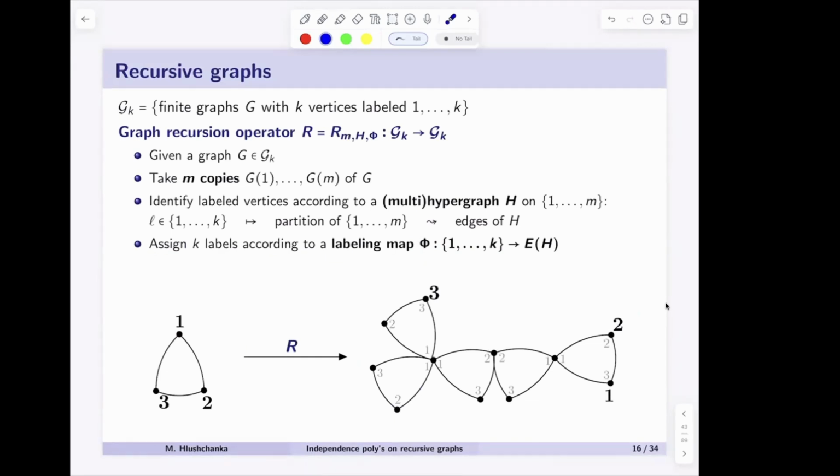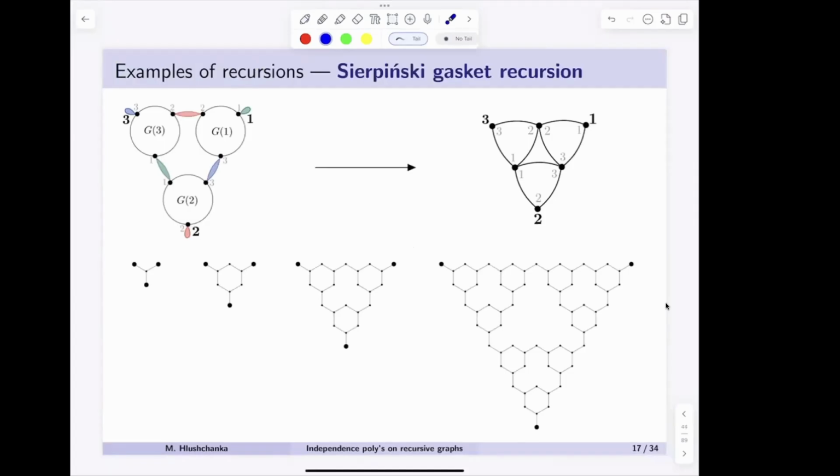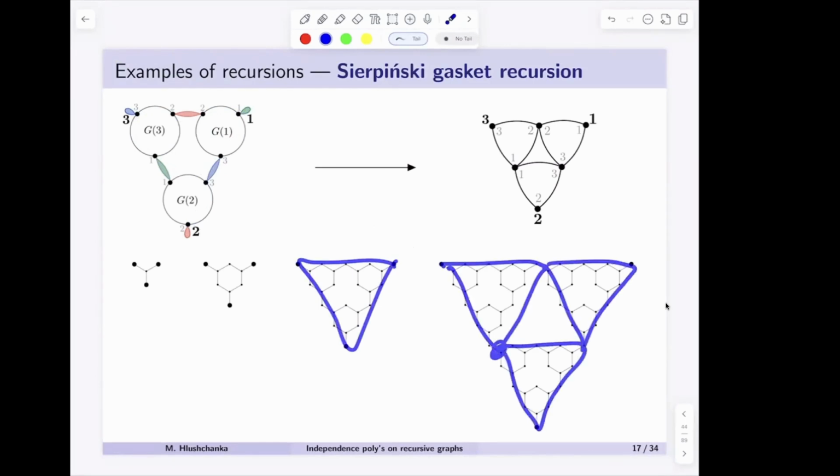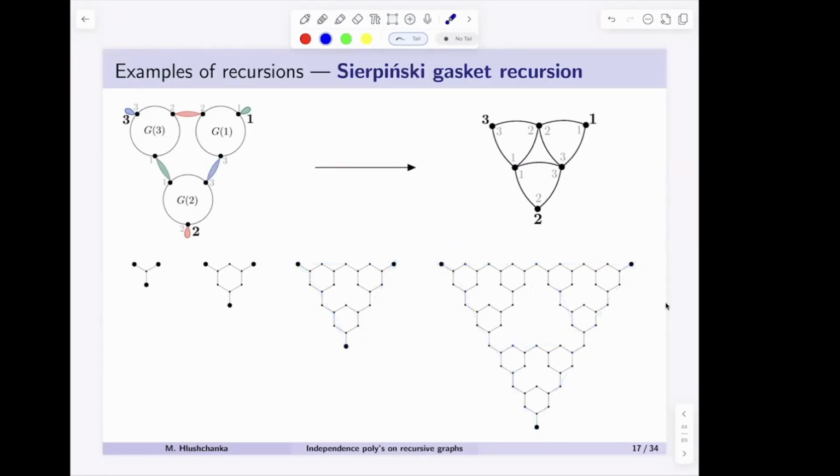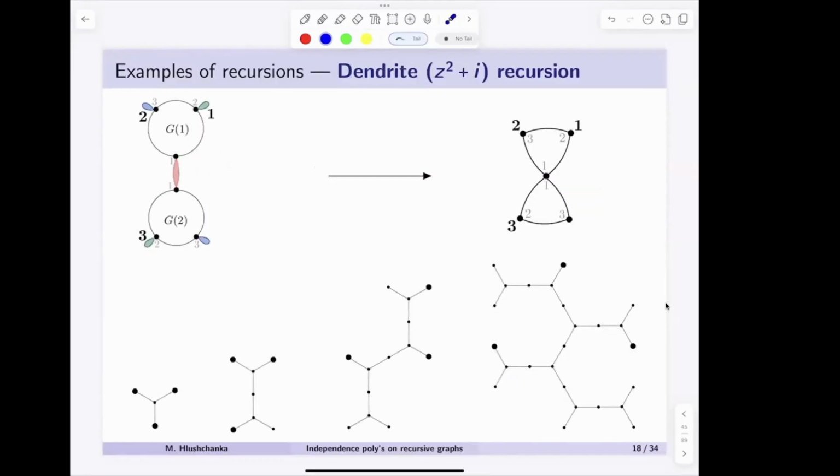So again, let me show some very concrete examples. This is exactly this construction of the Sierpinski gasket graphs that I showed you at the very beginning of this talk. So I take 3 copies of my graph and I glue them together at 3 vertices and introduce new labels at the endpoints. So I take these 3 copies of this graph, glue them together as prescribed by this picture, and then I label these vertices.